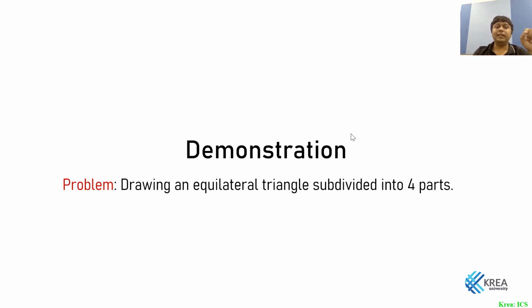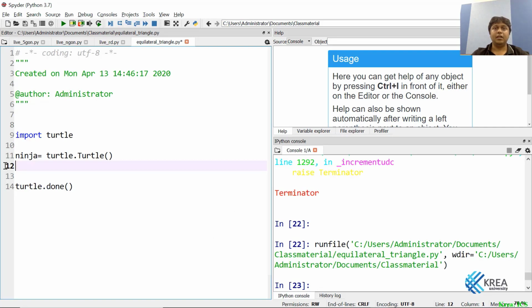So the problem here is to draw an equilateral triangle that's subdivided into 4 parts. So how does that look? It looks a bit like this. So you have this equilateral triangle, and you can see it can be divided into 4 different parts, and we want to use for loops to actually do this. You have to write this particular piece of code.